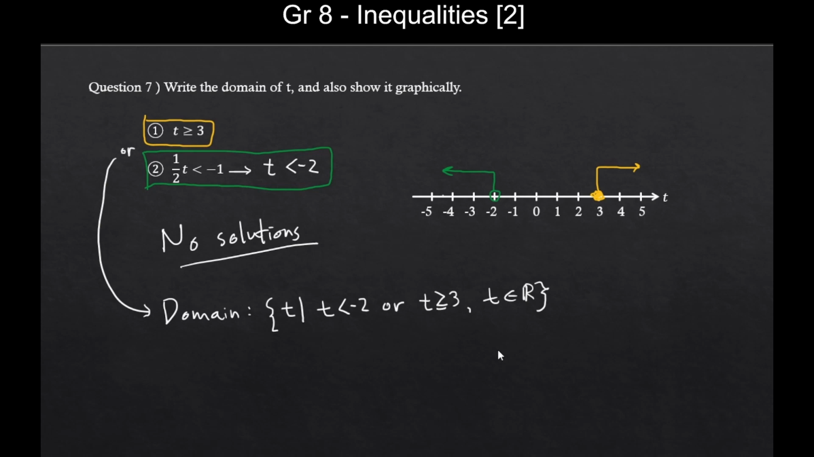So, again, if the question is asking us to satisfy both inequalities at the same time, then we won't have any solutions for that. But if the question is asking for either this or this, then we could simply include the word or in between the two information like this.